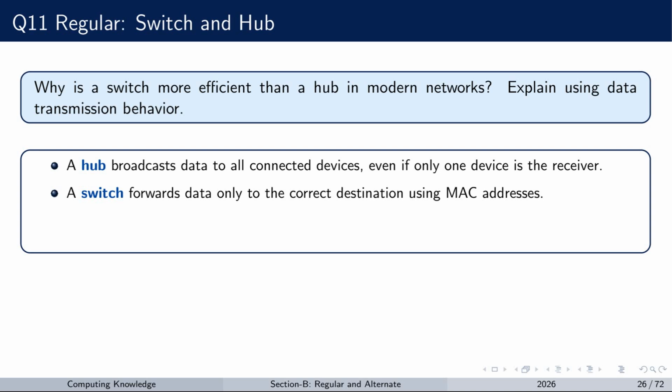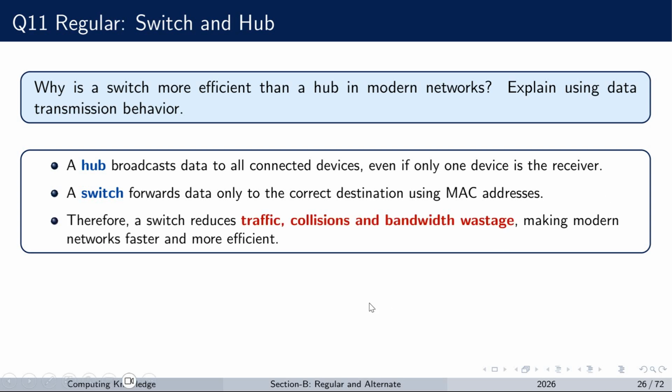A switch forwards data only to the correct destination using machine address codes that are called MAC addresses. Therefore, a switch reduces traffic, collisions and bandwidth wastage, making modern networks faster and more efficient.